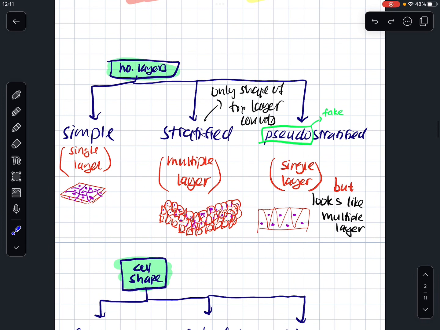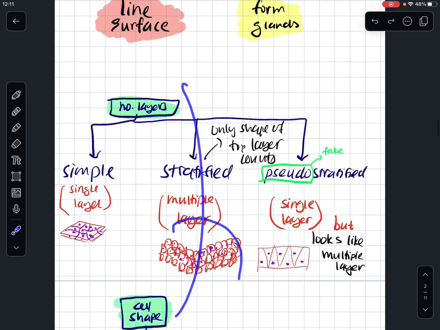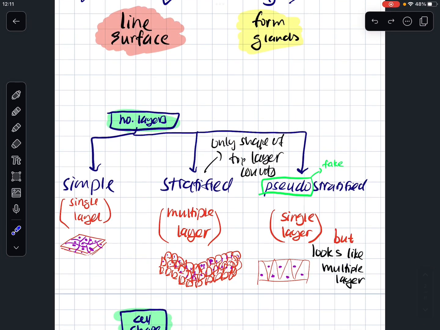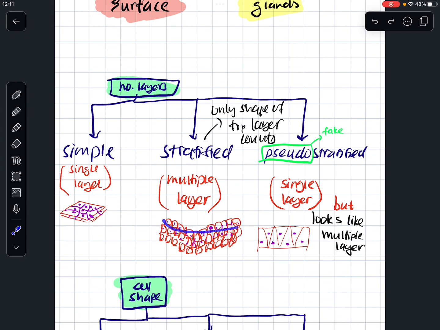And how we classify epithelium is we use two categories. The first is the number of layers, and the second is cell shape. And remember, these two categories are used together. It is a combination. So, let's start with the number of layers. If an epithelium is simple, it means it is single layered, there's only a layer of cells. If it's stratified, it means there are multiple layers of cells. Notice how there are 1, 2, and 3 layers of epithelium.